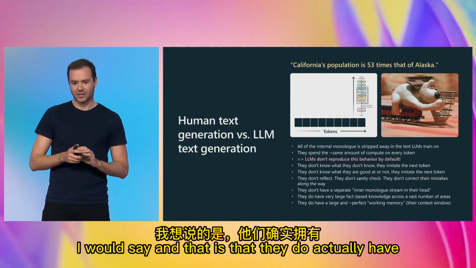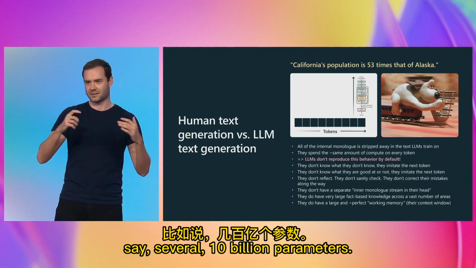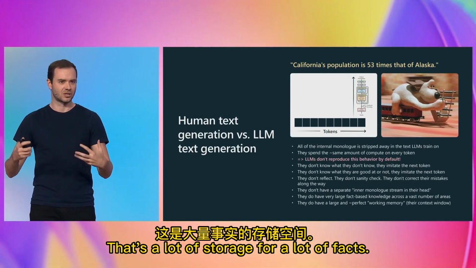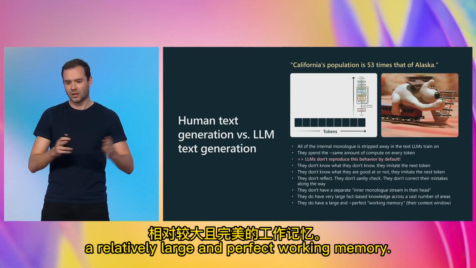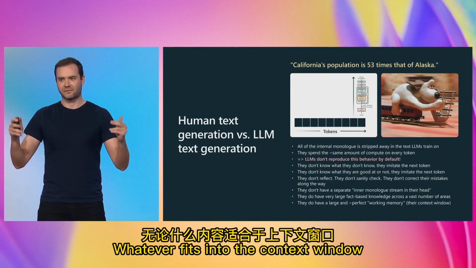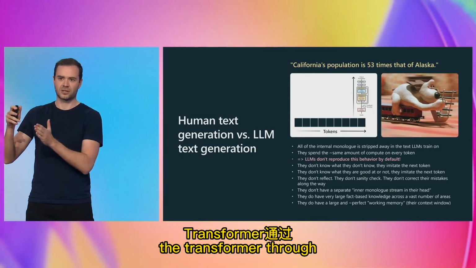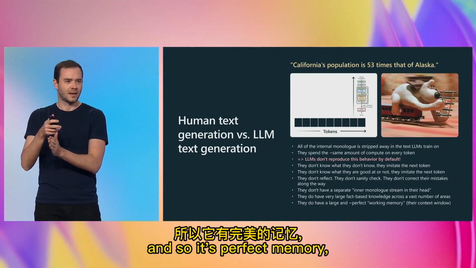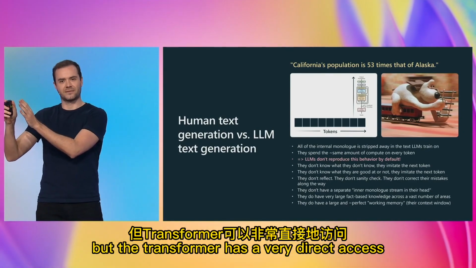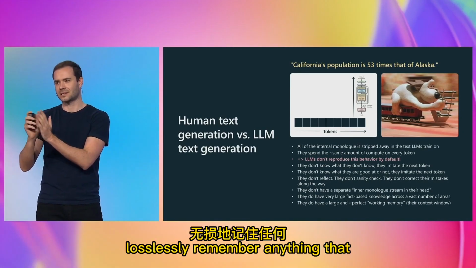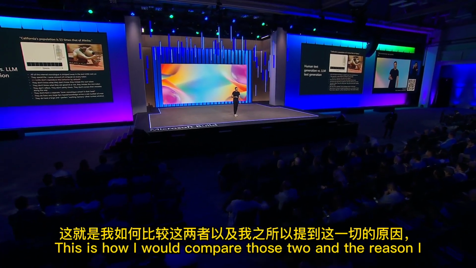Now, they do have some sort of cognitive advantages, I would say. And that is that they do actually have very large fact-based knowledge across a vast number of areas because they have, say, several 10 billion parameters. So that's a lot of storage for a lot of facts. And they also, I think, have a relatively large and perfect working memory. So whatever fits into the context window is immediately available to the transformer through its internal self-attention mechanism. And so it's kind of like perfect memory, but it's got a finite size. But the transformer has a very direct access to it. And so it can losslessly remember anything that is inside its context window. So that's kind of how I would compare those two.